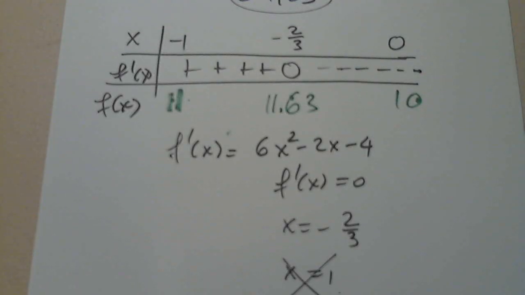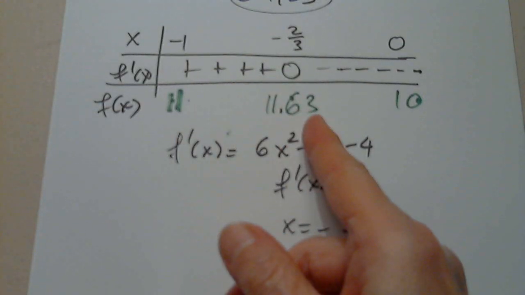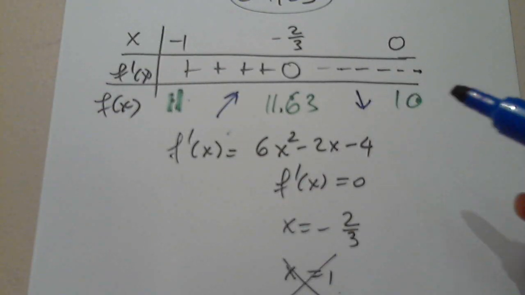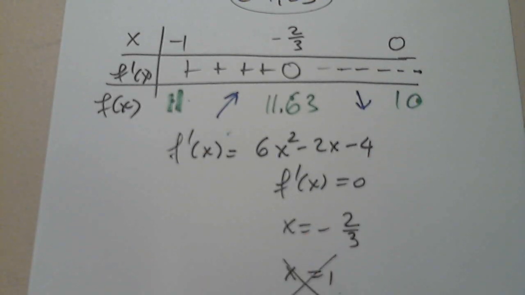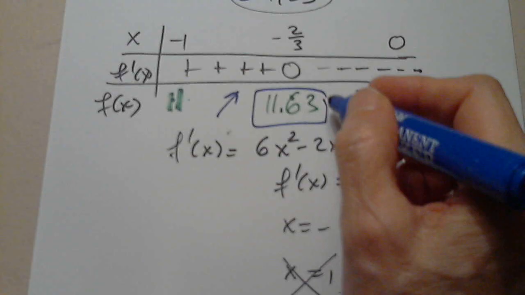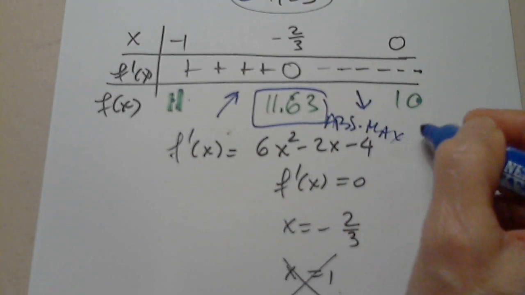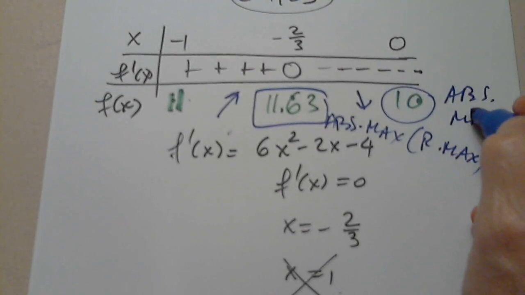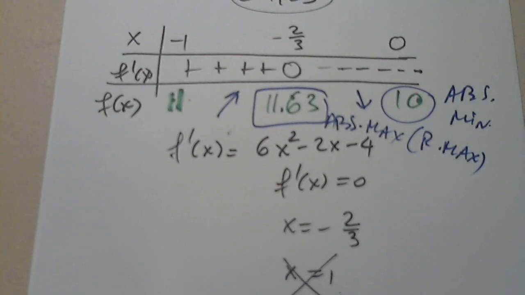Now I have to make sure that my information is correct. So let's check. From 11 to 11.63, yes, it's increasing, that's correct. From 11.63 to 10, yes, that's correct. So now I will make my conclusions. So this is definitely the absolute max, and also relative max, and this is the absolute min. It cannot be a relative at the endpoint. And of course, this one is nothing.